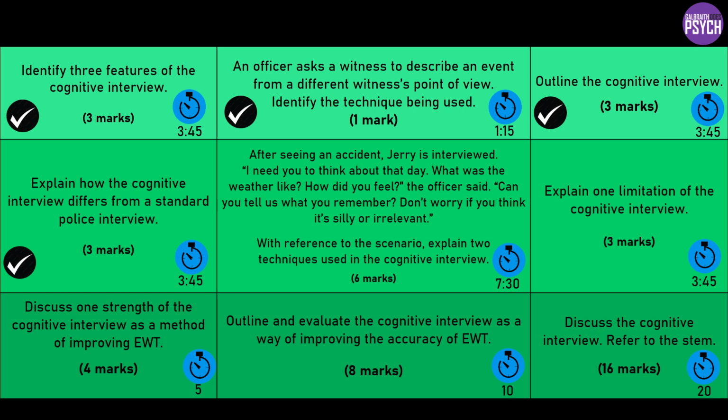Keep reading. Can you tell us what you remember? A little bit generic. Don't worry if you think it's silly or irrelevant. Okay, so there, what we're doing is we're encouraging Jerry to tell us everything that he remembers, even if it's irrelevant. So that's the report everything, isn't it? So for the second half of this response, a second technique used in the cognitive interview is report everything. This is where the officer will encourage the witness to recall all the information that they can, even if they don't think it's important or relevant. This is seen in the scenario when Jerry is encouraged to recall, even if he thinks it's silly. There you go, done.